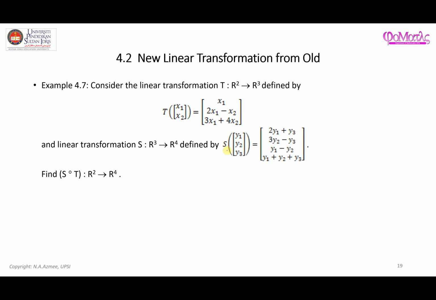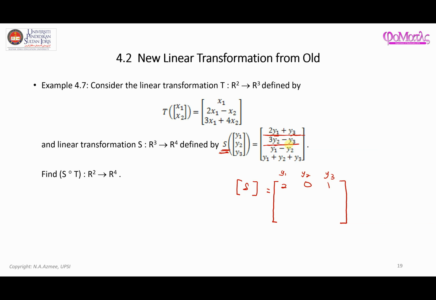So based on this, this is transformation S, you can create a standard matrix. We call it the standard matrix of S. Based on the components that you have here, we have y1, y3, y2, so it gives you an idea that we are going to consider components y1, y2, and y3. When you consider the first line here, it is 2y1 plus y3. It means we have 2 for y1, 0 for y2, 1 for y3.